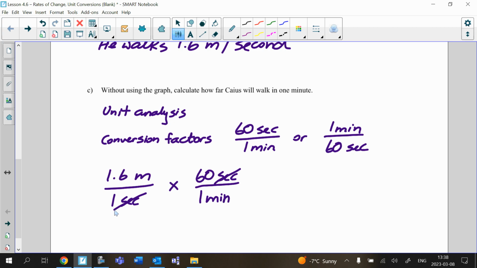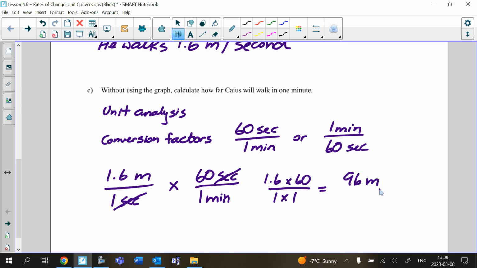And what's the units that you're left with? Meters per minute, which is what you want. So all you do is go 1.6 times 60 over 1 times 1, which is just 1. And that'll give you your answer, which works out to 96 meters per 1 minute.